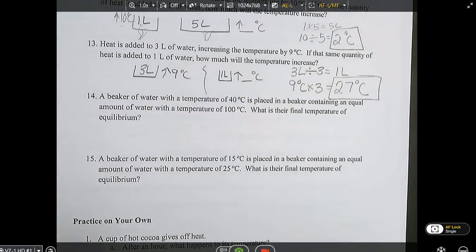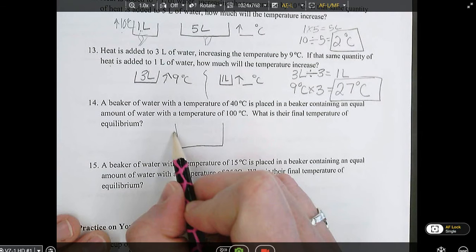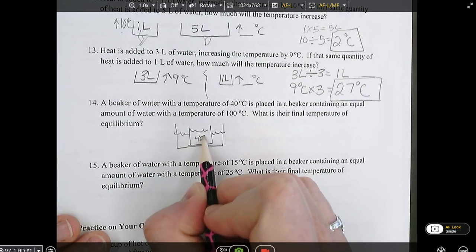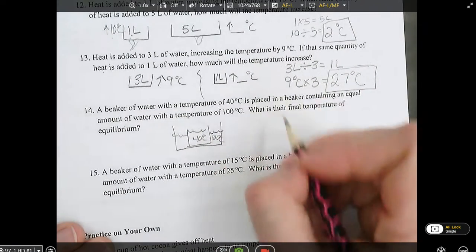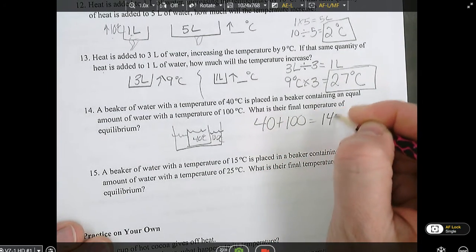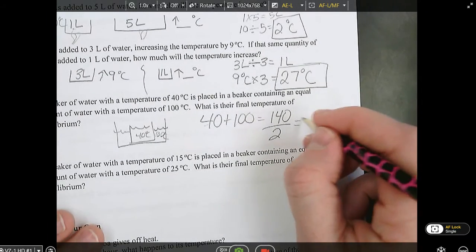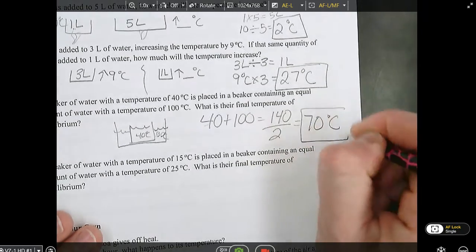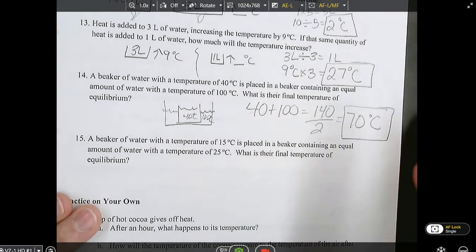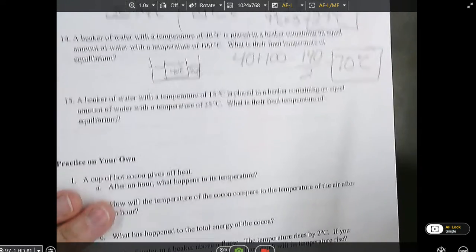Number 14: a beaker of water with a temperature of 40 degrees is placed in a beaker containing an equal amount of water at 100 degrees Celsius. These two are just going to reach thermal equilibrium, and in my notes I see that I can just find the average. So 140 divided by 2, because I have two temperatures and two equal amounts of water. So their final temperature is 70. Also, we can imagine it's going to meet in the middle. It's not going to get hotter. The cold water is going to cool the hot water down. The hot water is going to warm the cold water up. They're going to meet in the middle.